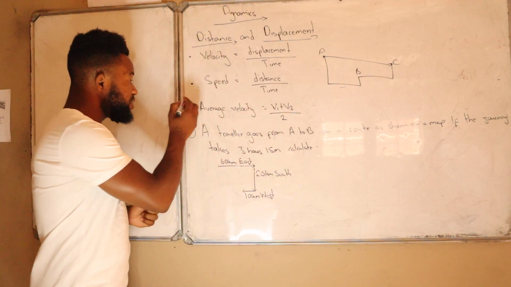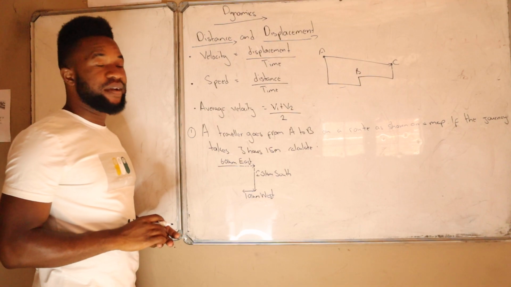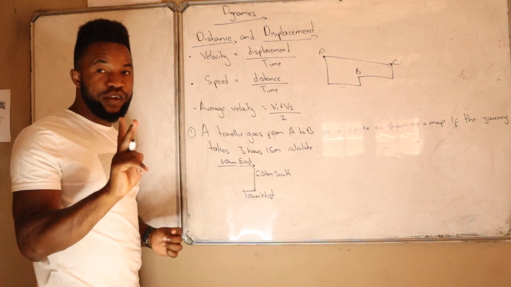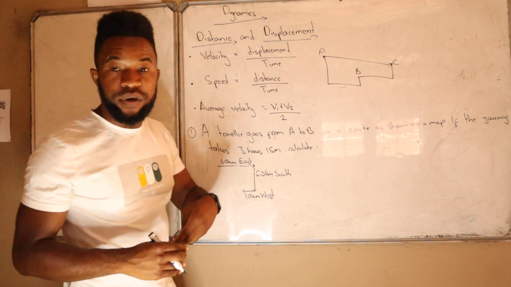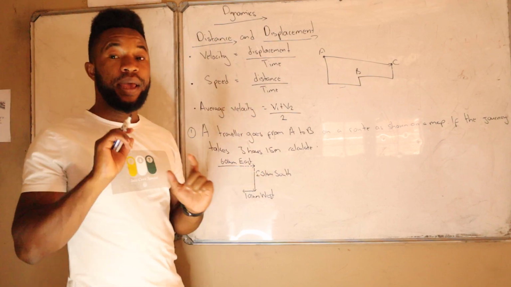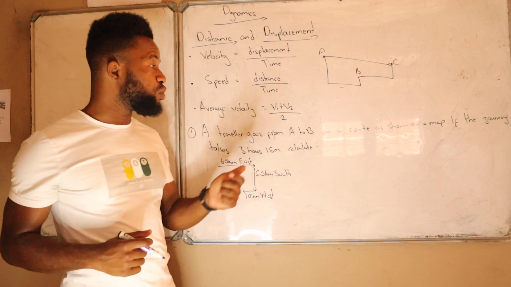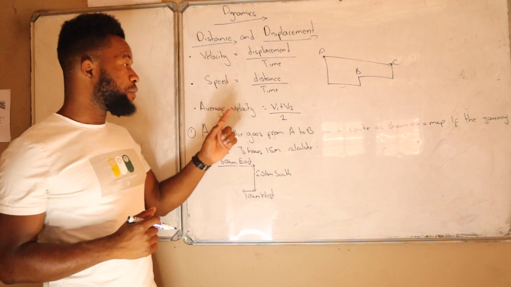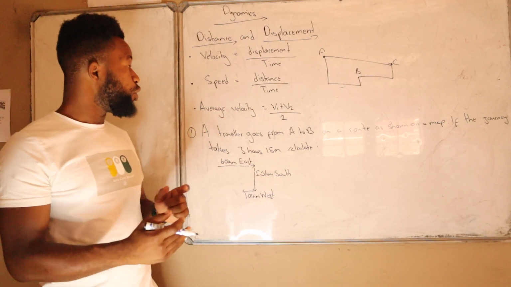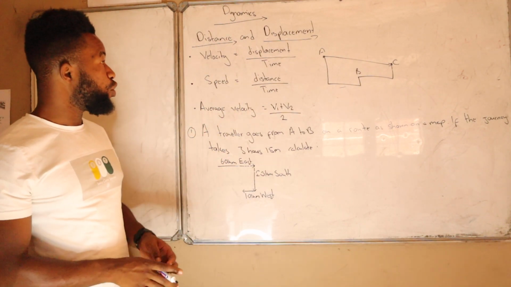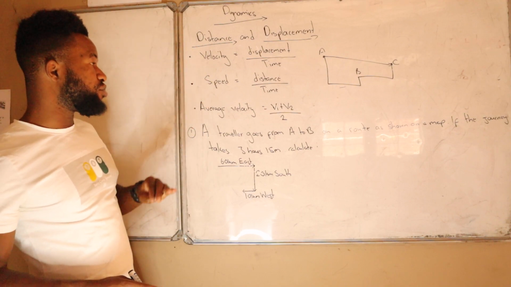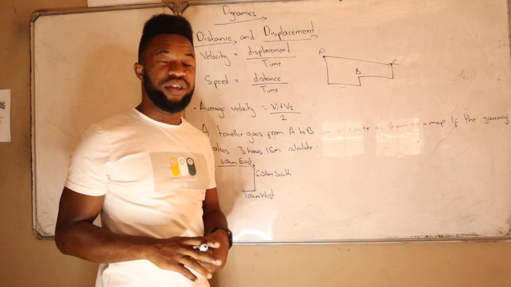You can also be asked to calculate the average velocity. In order to get the average velocity, you will need two velocities, which are the initial velocity and the final velocity. The initial velocity is V1, and the final velocity is V2. So it's going to be V1 plus V2, divided by 2. That's how you obtain your average velocity. So this is how you get your velocity, your speed, and also your average velocity.